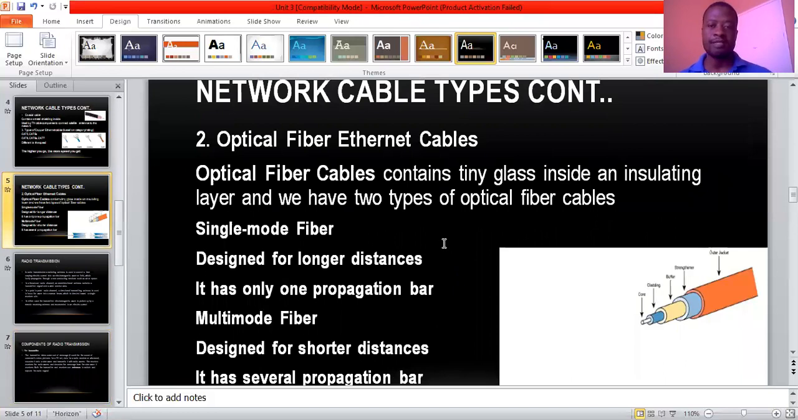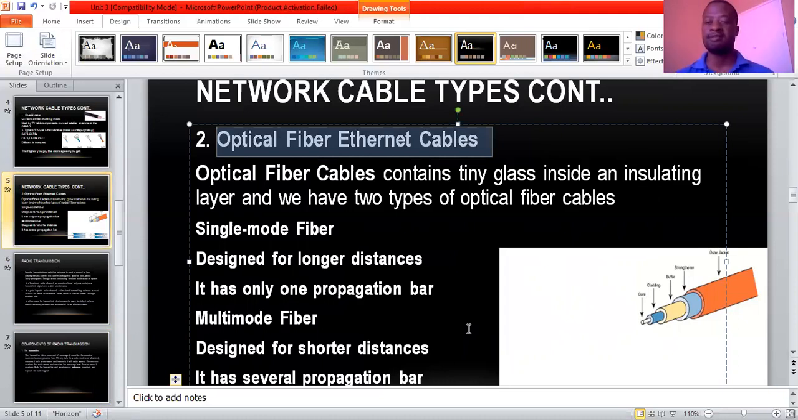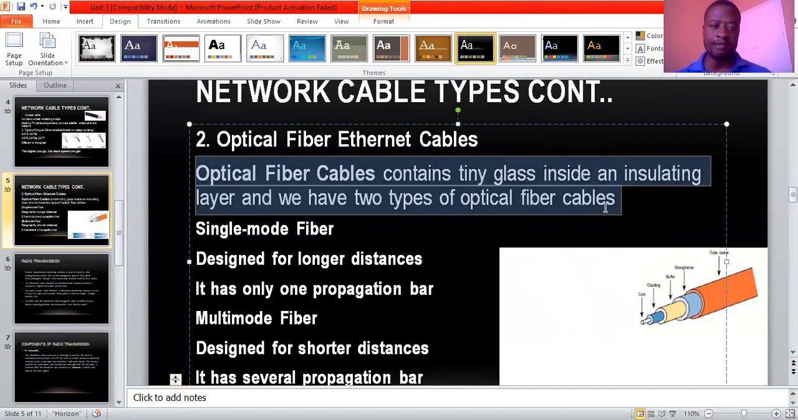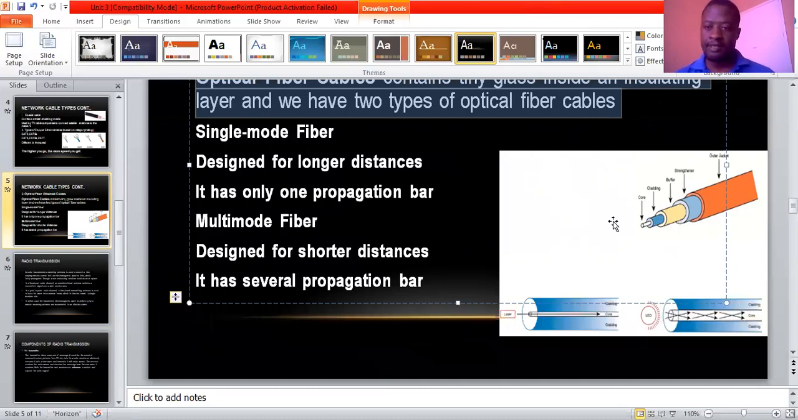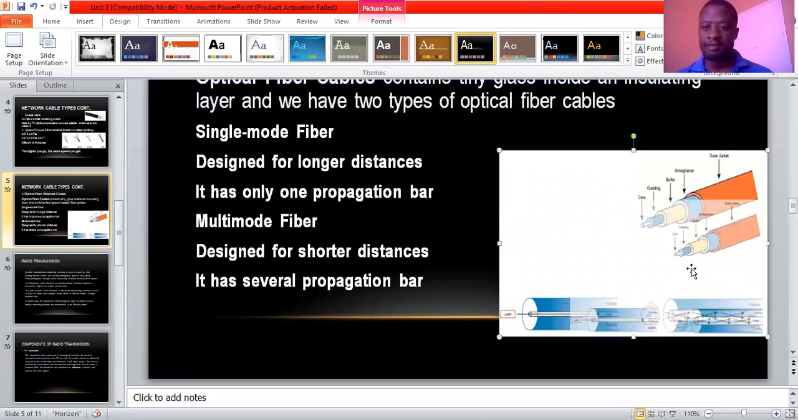So moving on to the second type of cable. The first one was copper Ethernet cables. Now we'll be looking at the optical fiber Ethernet cable as a second type of cable that is used in data transmission. Optical fiber cables contain tiny glass inside an insulating layer, and we have two types of them.